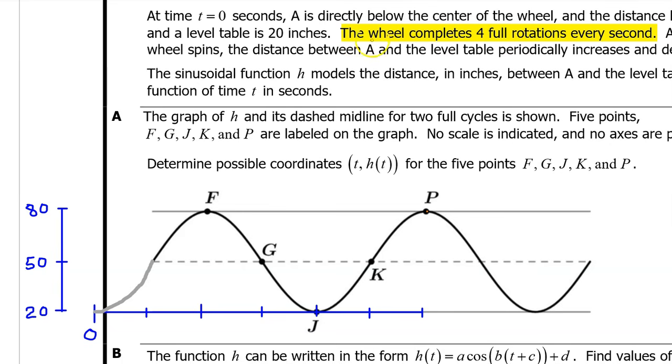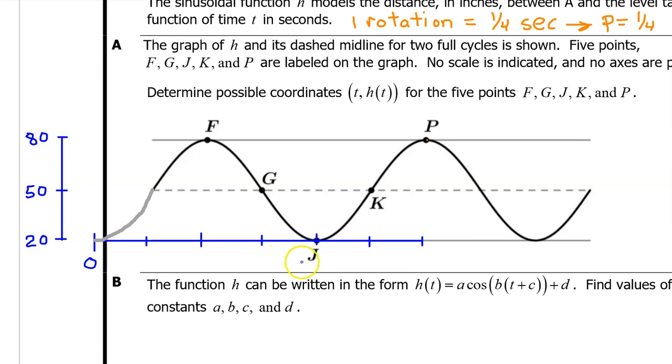The period comes from this sentence right here. The wheel completes 4 full rotations every second. If the wheel completes 4 rotations in 1 second, it will complete 1 rotation in a quarter of a second. And 1 rotation is the period. So we now know that the period is 1/4 of a second. The period of 1/4 second gives us the time between the starting low point at t equals 0 and the next low point at point J. So this point must be t equals 1/4.